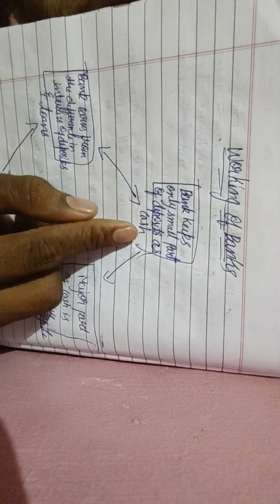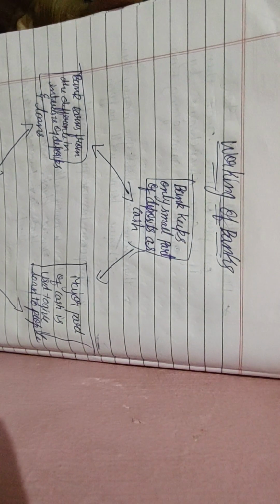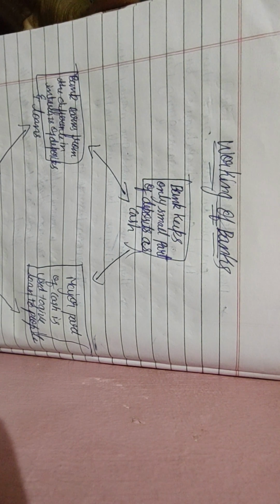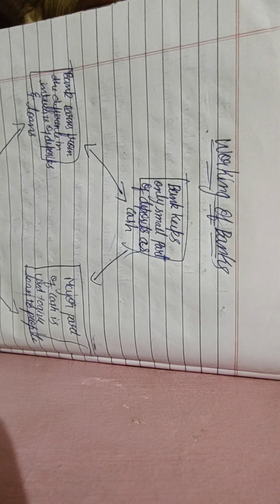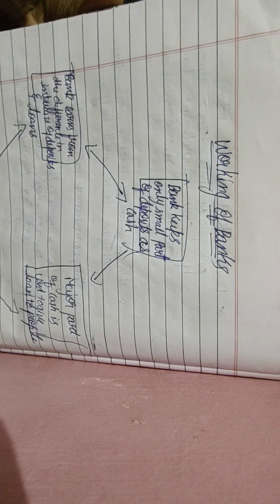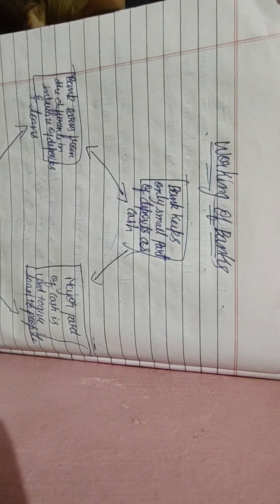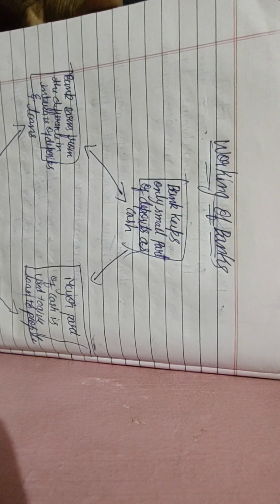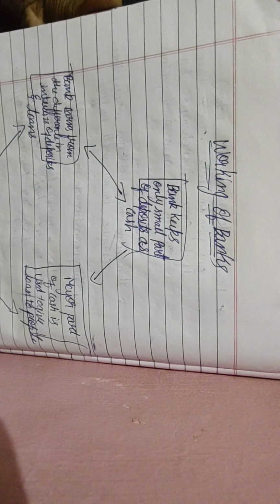Banks keep only a small part of deposits as cash. Then you might be thinking how the bank will provide interest for us. How will they provide interest for us? The bank will provide 5% interest. How will it get the profit? How will it give money to every person? The interest depends on the person. If he stores more money in the bank, then the bank will give him more interest.